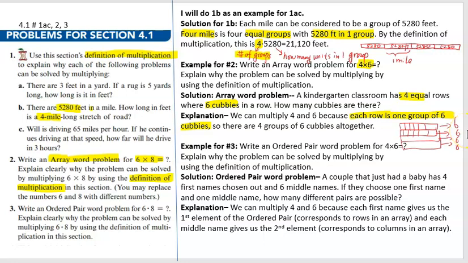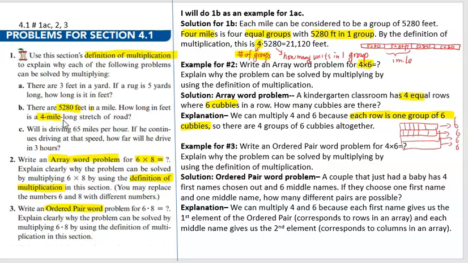So word problem and then the explanation. You could use the drawing, but you don't have to because they didn't ask for a drawing. Now next, write an ordered pair word problem for 6 times 8. In this case, for an ordered pair, you have to pick two things, like a sandwich or an outfit, which consists of 2 different things. Or a pizza could have 2 different toppings.